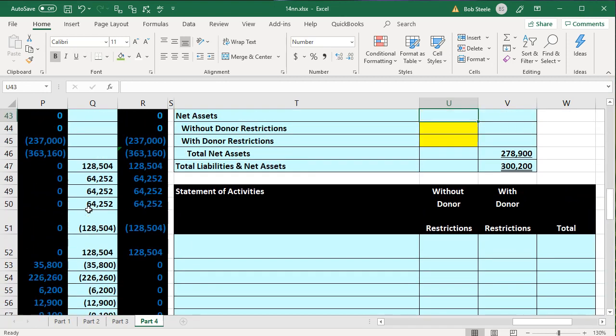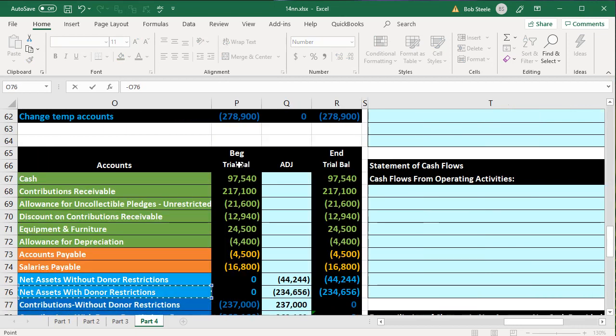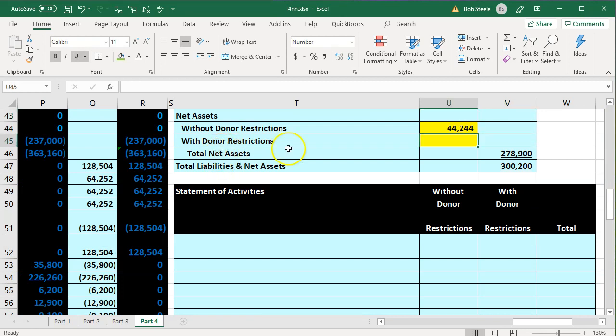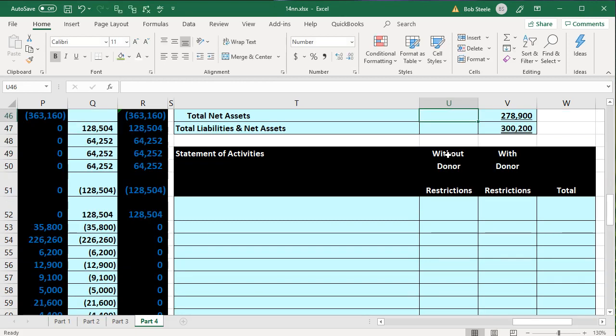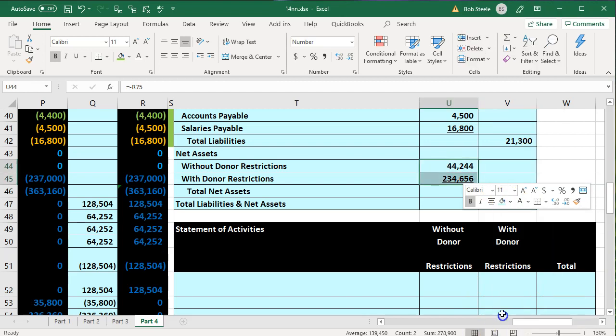We're going to jump to the other trial balance, the closing trial balance, the post-closing trial balance. So I'm in U44. This is without donor restrictions. I'm going to say negative, scrolling down, and we're going to pick up that 44,244. And then we're going to pick up the with donor restrictions in U45, negative, scrolling down and picking up that 234,656. And there we have that. These two then add up to that 278,900, 278,900. So I'll go ahead and make that blue. So there we have that.